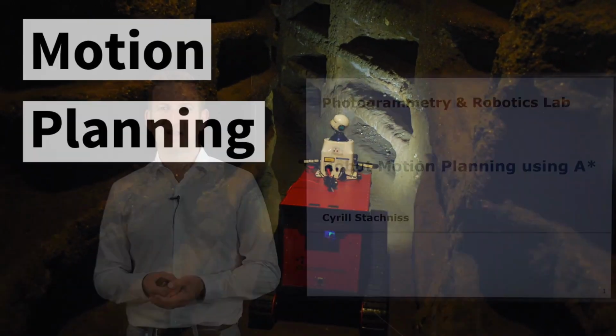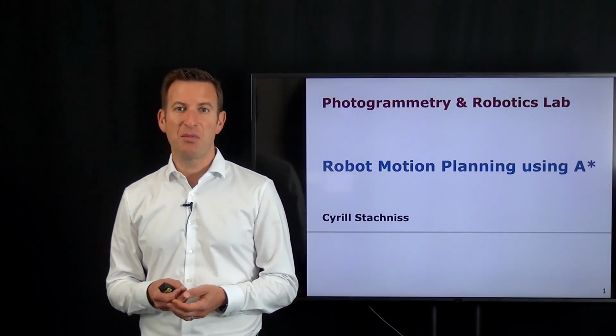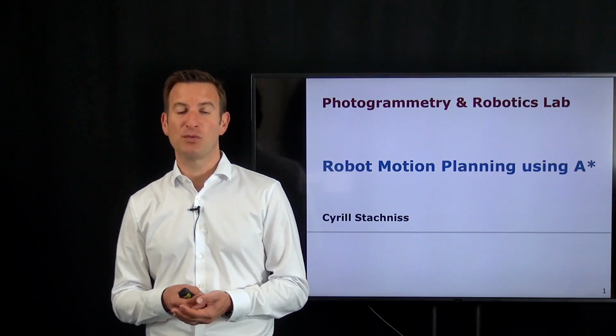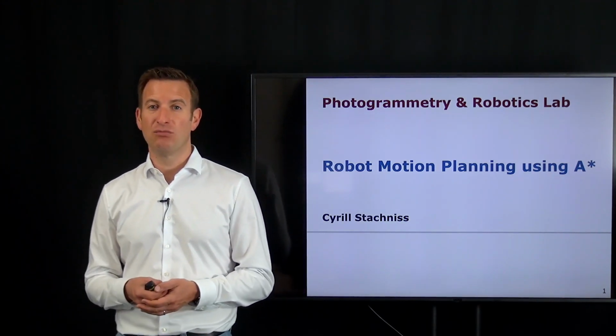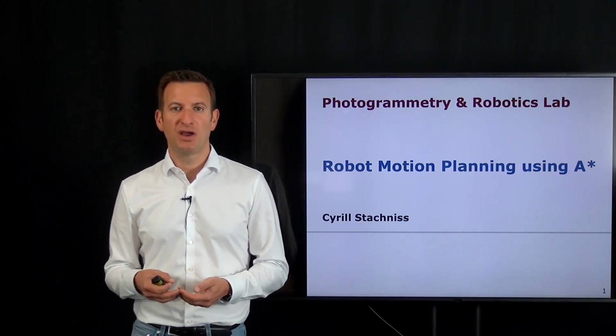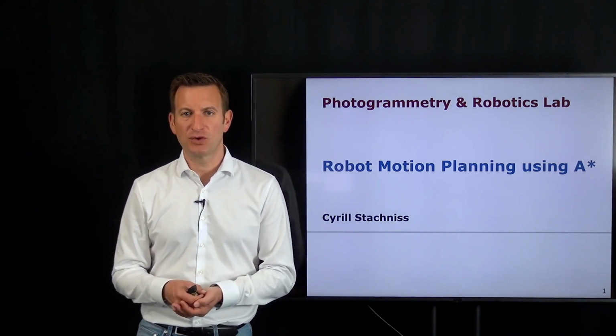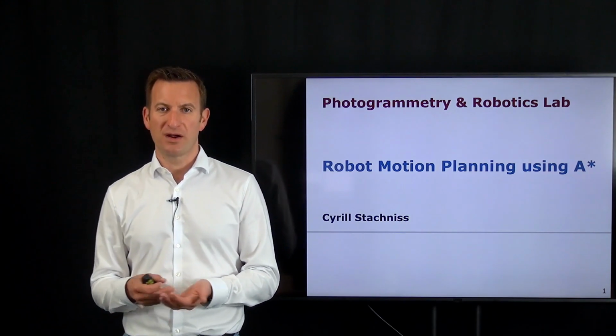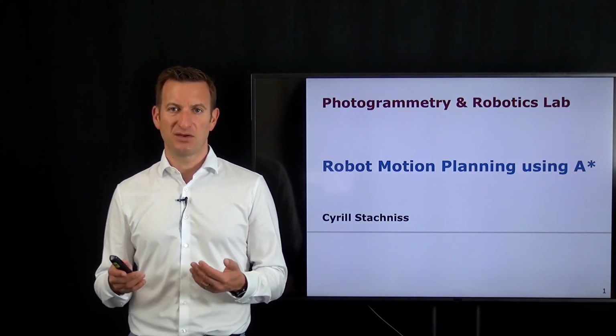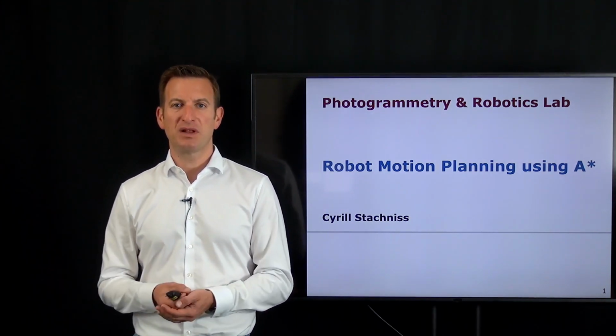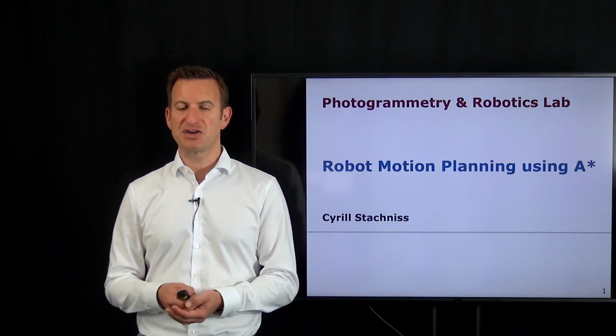Good morning, everyone. I want to talk today about motion planning for mobile robots. So how should mobile robots move through the environment in order to go from a location A where they are right now, for example, towards a target location where they want to end up? And we can do this using planning algorithms or graph search algorithms.